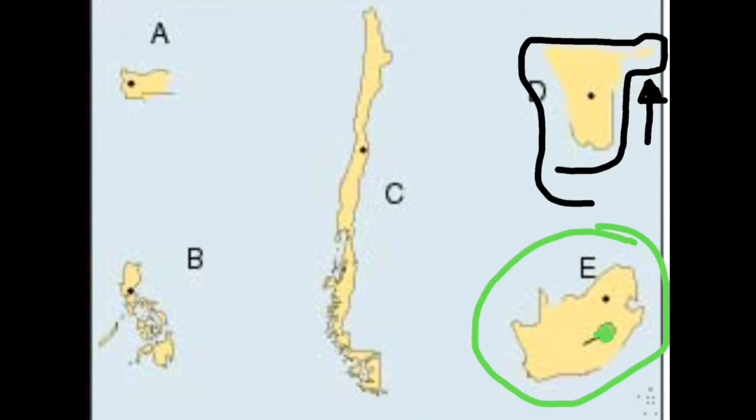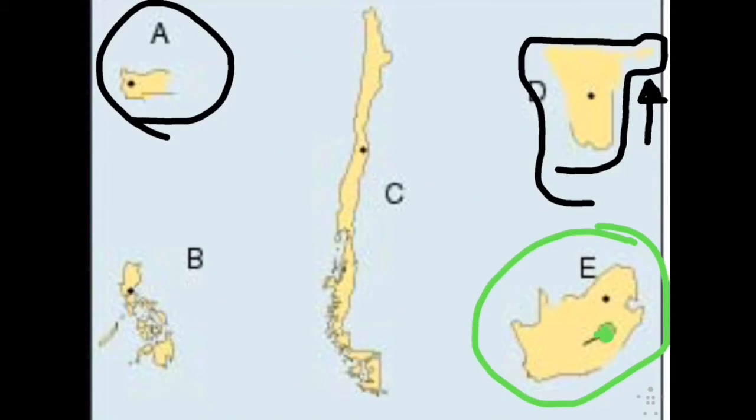Next is compact. A compact state is a state where the distance from the center to any boundary does not vary significantly. And you can see the example there with A. Basically, it's small. That's pretty much what compact means.